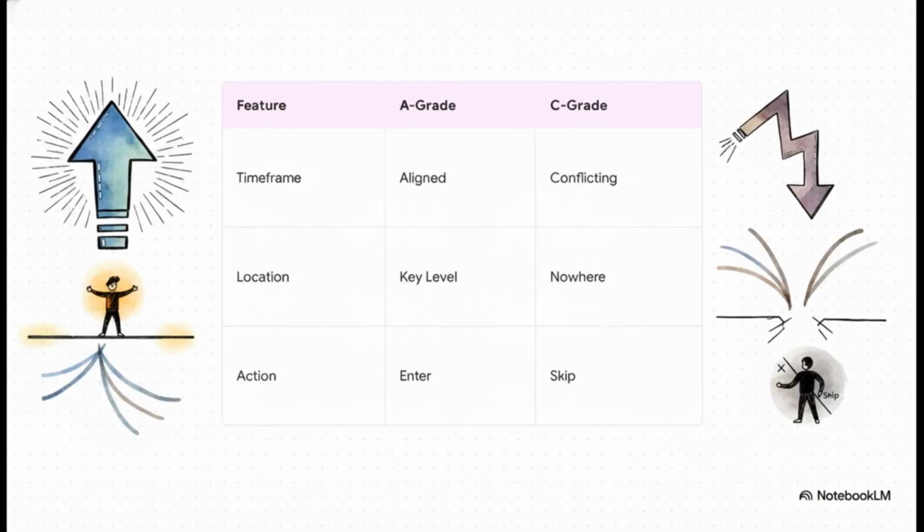To really cement this, think of grading your setups like a test. An A-grade setup: the higher timeframe MACD perfectly aligns with your trade, and the signal happens exactly at a key level of support or resistance. That's when you enter with confidence. A C-grade setup, on the other hand, means the higher timeframe conflicts, and the signal is just floating out in the middle of nowhere. Skip those entirely. Be patient. Let the market come to your levels.